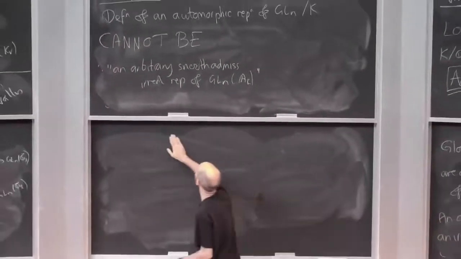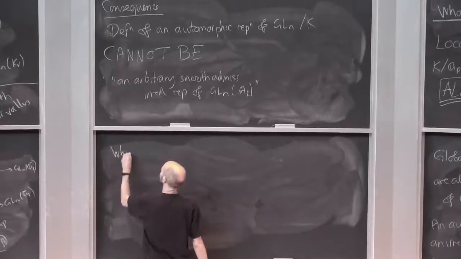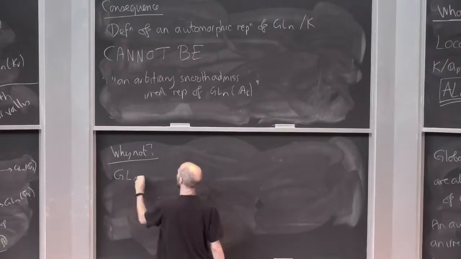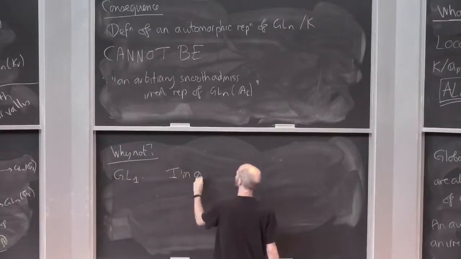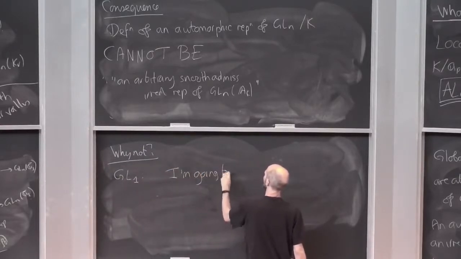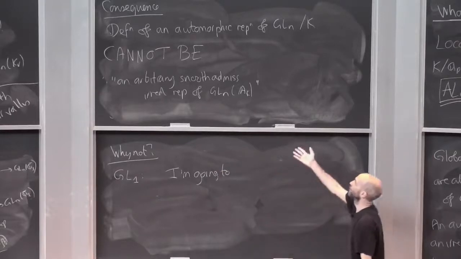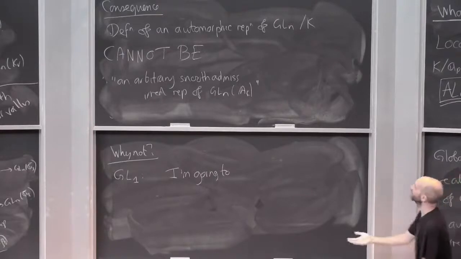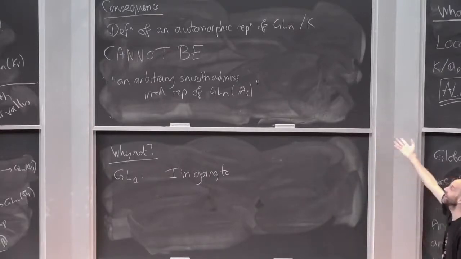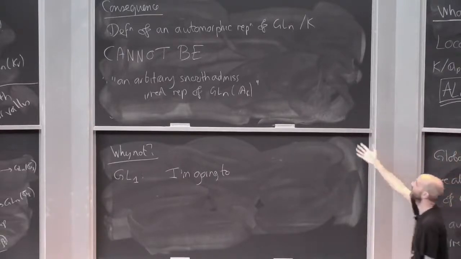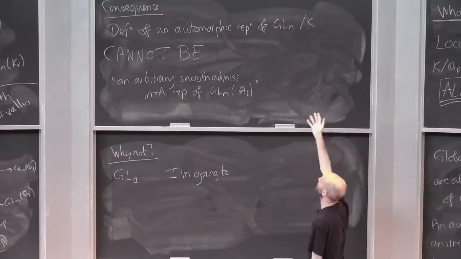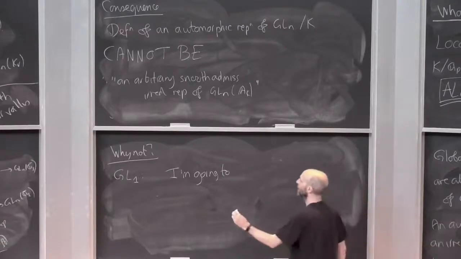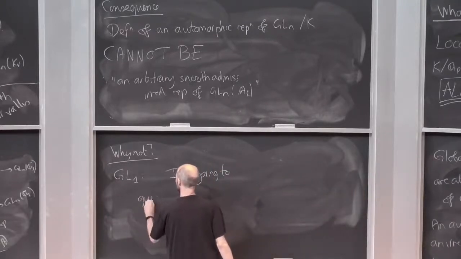So here's an example. Why not? Let's do GL1. I'm going to attempt to build an automorphic representation of GL1 over K, but because I'm going to these lectures, I don't know what an automorphic representation is yet, because the lecturer still hasn't told me. So I'm going to have to guess. I'm going to guess that an automorphic representation of GL1 over K is just a representation of the adele group. I'm going to guess incorrectly.